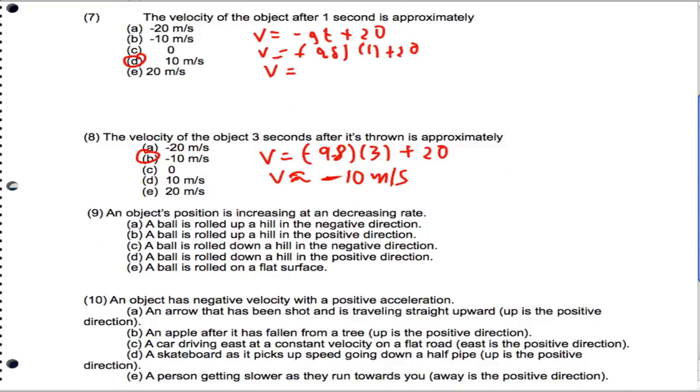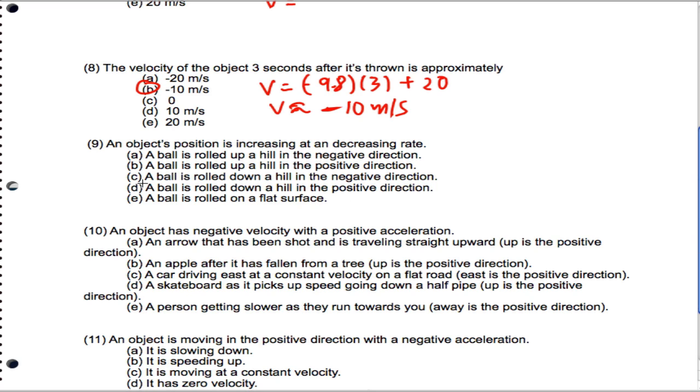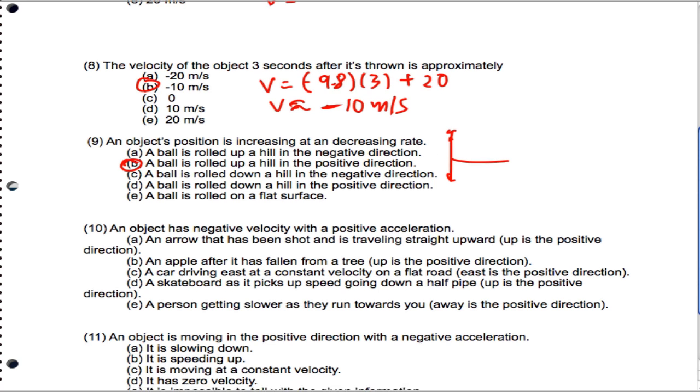Now, let's figure out what these situations are talking about here. An object's position is increasing at a decreasing rate. What that means is I'm starting off going forward really fast, and then I'm slowing down as I go along. So what describes that? I'm going positive, but I'm going positive at a slower and slower rate. That would happen if I rolled a ball uphill in the positive direction.